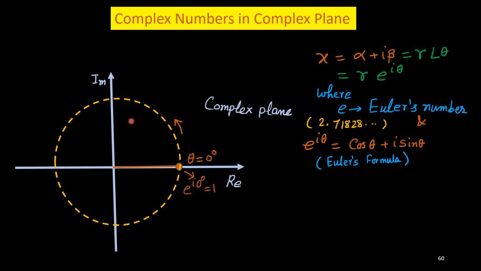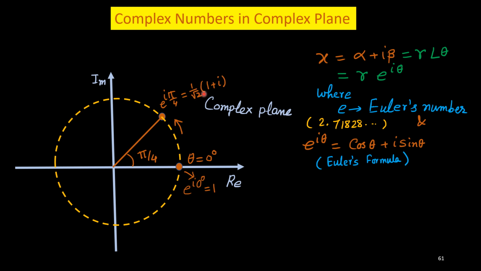And second one, we consider theta equal to pi by 4. So the point is here. So e to the power I pi by 4 will give you cos pi by 4 plus I sin pi by 4, and both will have the value 1 by root 2.